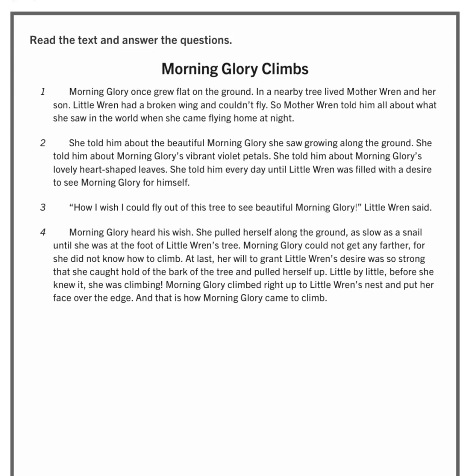How I wish I could fly out of this tree to see beautiful morning glory, little Wren said. Morning glory heard his wish. She pulled herself along the ground as slow as a snail until she was at the foot of little Wren's tree. Morning glory could not get any farther, for she did not know how to climb. At last, her will to grant little Wren's desire was so strong that she caught hold of the bark of the tree and pulled herself up. Little by little, before she knew it, she was climbing. Morning Glory climbed right up to little Wren's nest and put her face over the edge. And that is how Morning Glory came to climb.